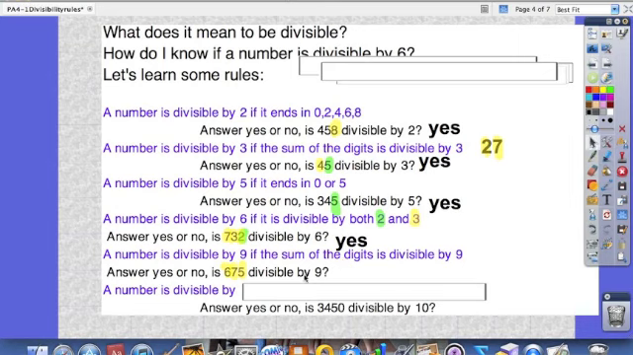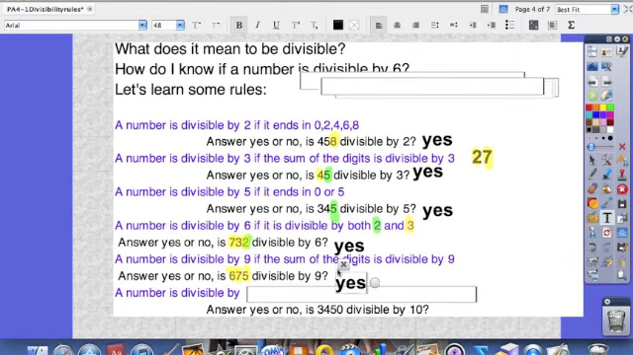Is 18 divisible by 9? Yes, because 9 times 2 is 18. So we can say that, yes, 675 is divisible by 9.